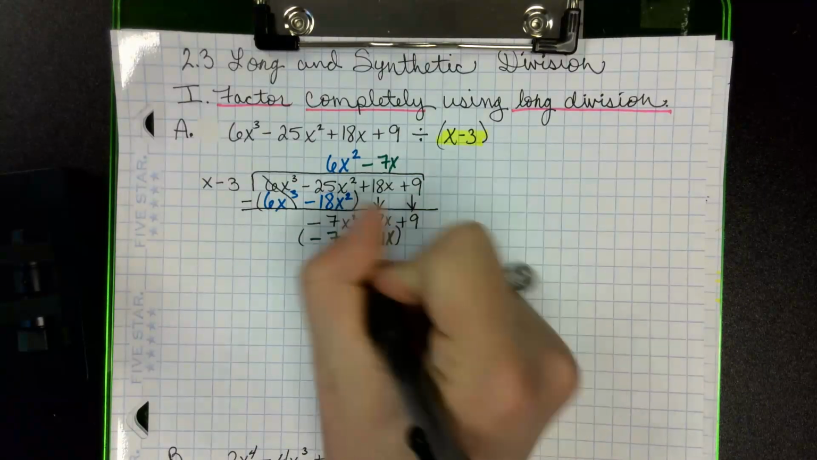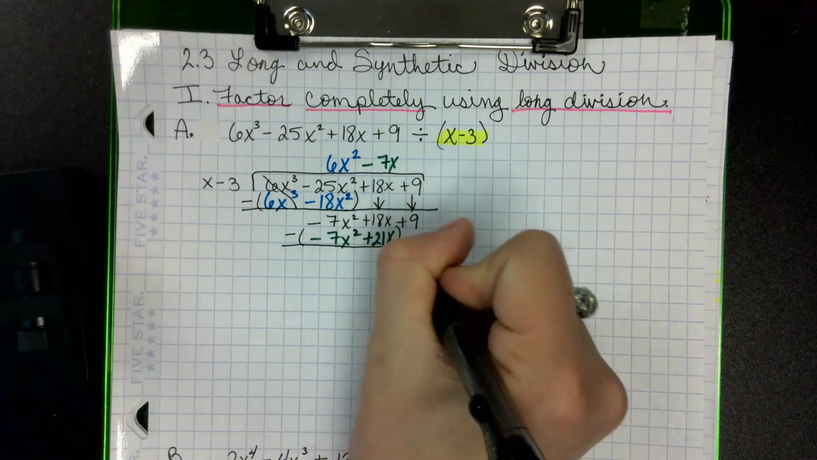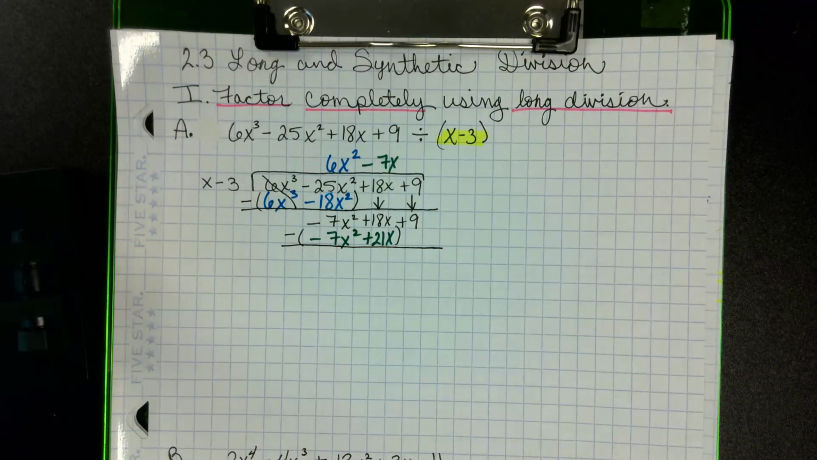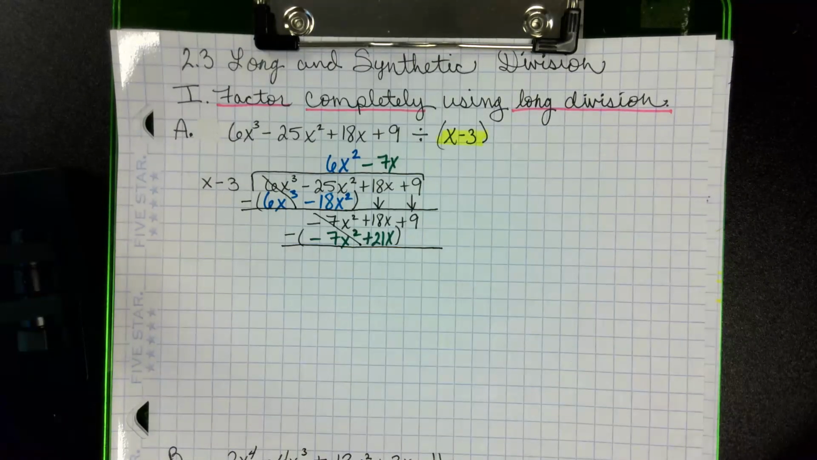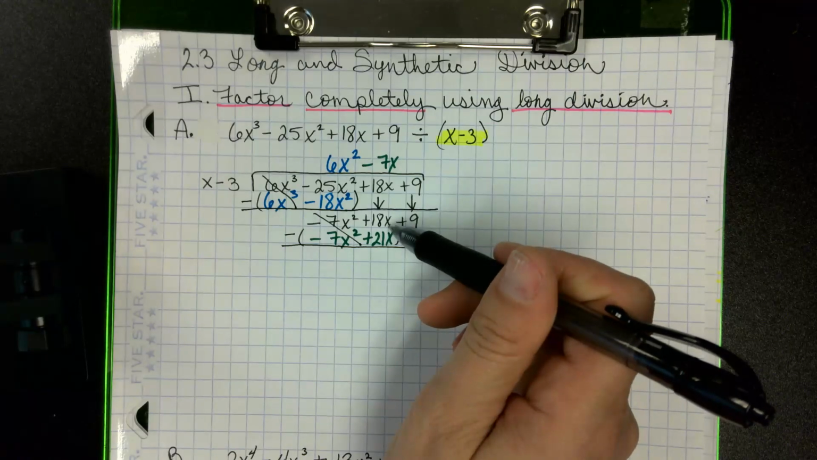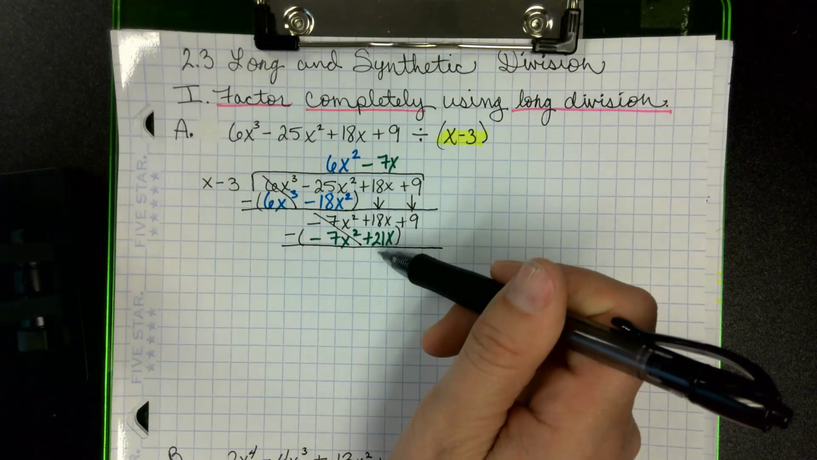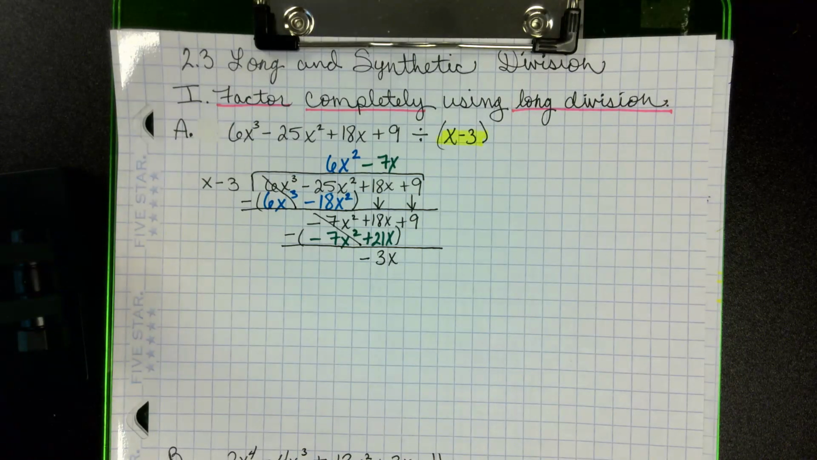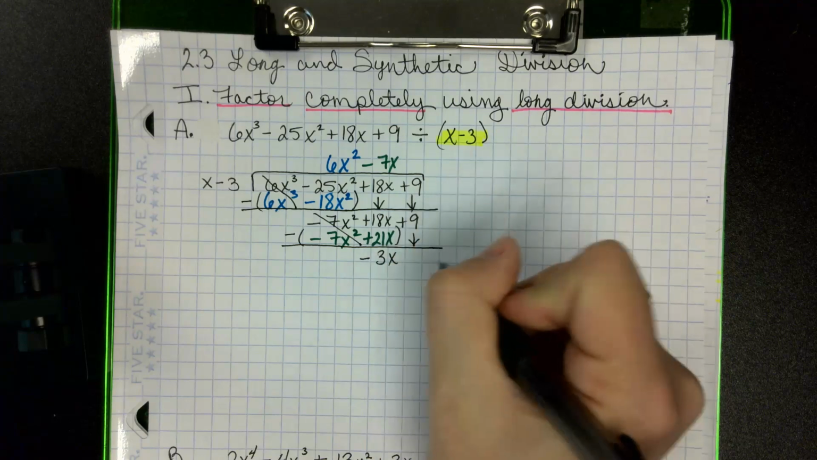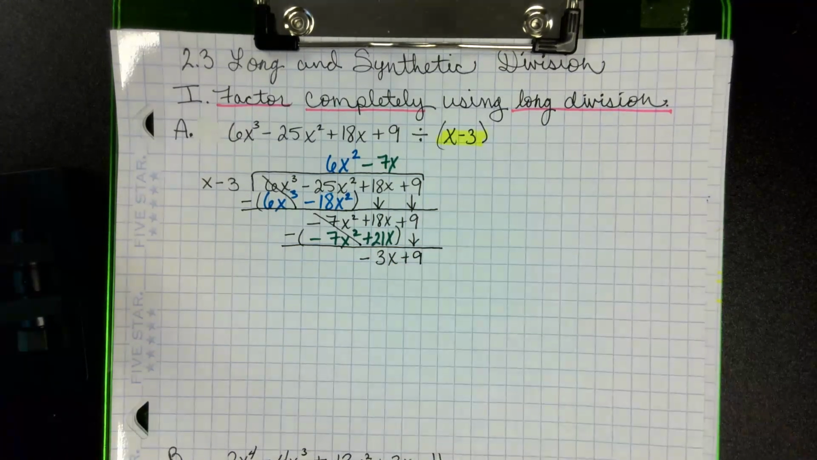Then group it so I can subtract and draw the line, or draw the line and change the sign, whichever method you like. Negative 7x squared plus 7x squared cancels. Positive 18x minus 21x gives me negative 3x. Bring down anything else you have left over or that you haven't dealt with yet. So I'm bringing down the positive 9. And then I start my process over again.